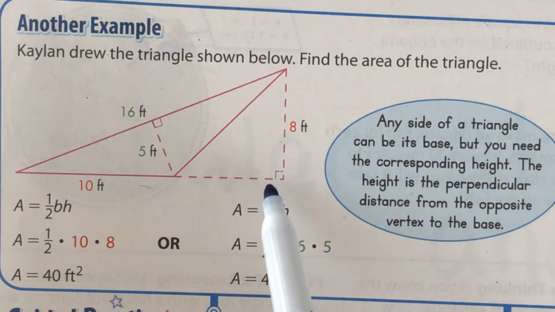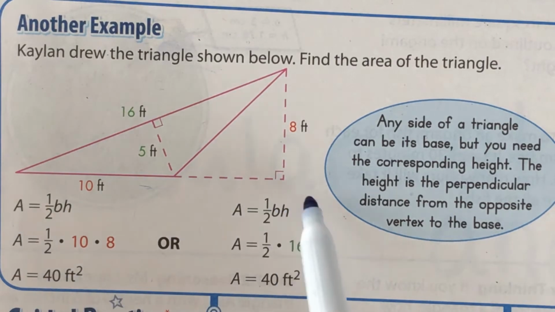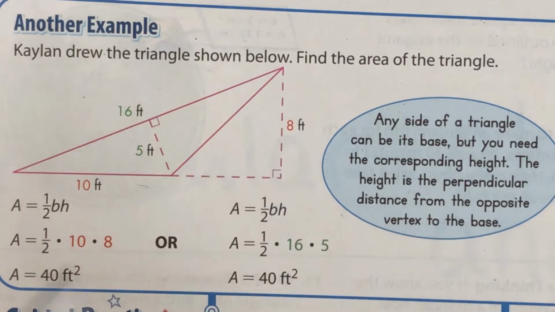8 would be the height because I see a right angle there, because this is the base, this is the height. So one way you can find the area of this triangle is to multiply 10 times 8 and then either multiply by half or divide by 2, and you end up getting 40 feet squared, okay?